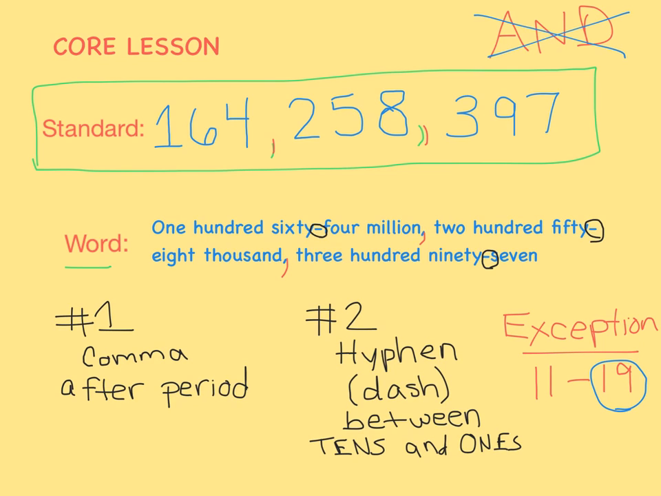And one more thing, do you see the word and anywhere in that word form? No, because there's no decimals. Don't write and. Say it with me. Don't write and.